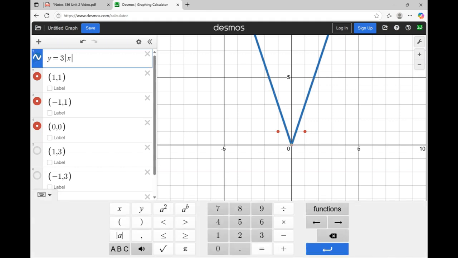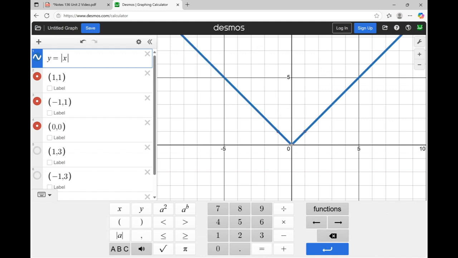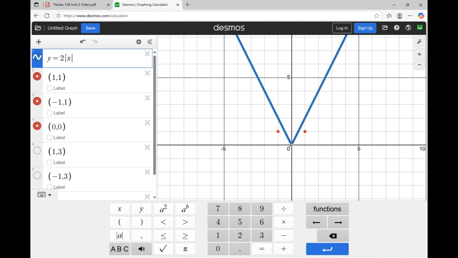So we're back to our parent graph, what if I multiplied by a 2? Well, from 0, 0, I'm going to go right 1 and up 2. Hey, look, there's the graph. Back to 0, 0, go left 1, up 2. Look, hey, there's the graph. So that's kind of how we know this is going on.